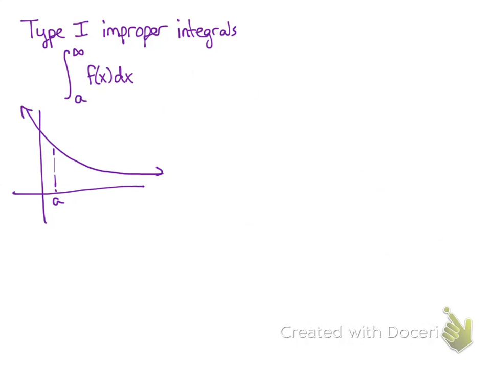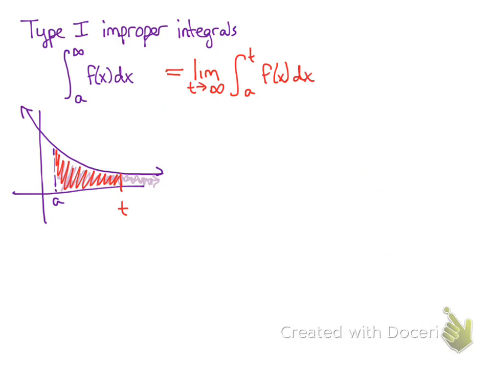Well, the picture looks like this. We have a function, we have a number a, and remember the definite integral represents the area, the signed area, between the graph of the function and the x-axis. So it starts at a, but it just kind of keeps going. We want that area. To find that area, what we'll do is find the area up to a value t, but then keep moving that value t further and further to the right, so we'll take a limit. So we want the area from a up to t, and then we'll take the limit as that t value approaches infinity.